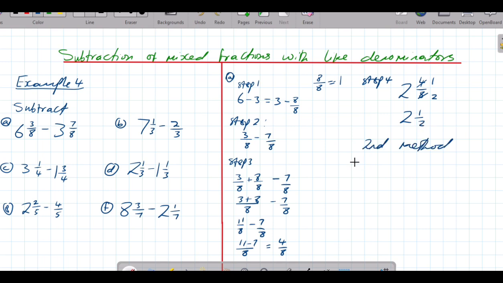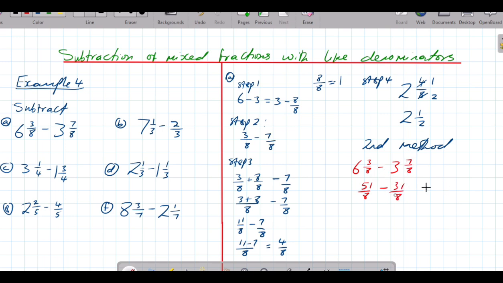Now for the second method, all we need to do is change the fractions to improper fractions. So, don't forget we have 6 whole number 3 over 8 minus 3 whole number 7 over 8. So I'm going to change this to what? To improper fractions. So 8 times 6 is going to give me 48 plus 3. That will give me 51 over 8 minus 3 times 8 is going to give me 24 plus 7. That will give me 31.